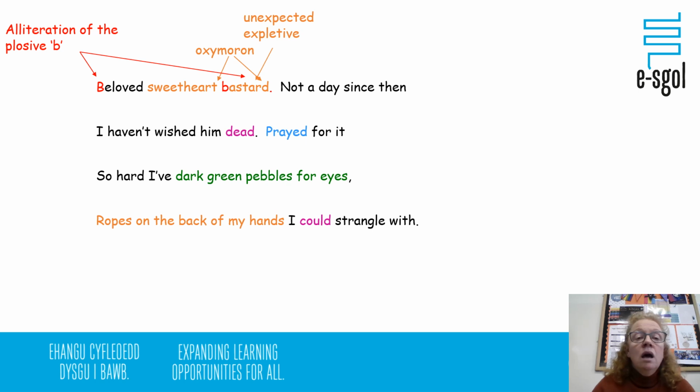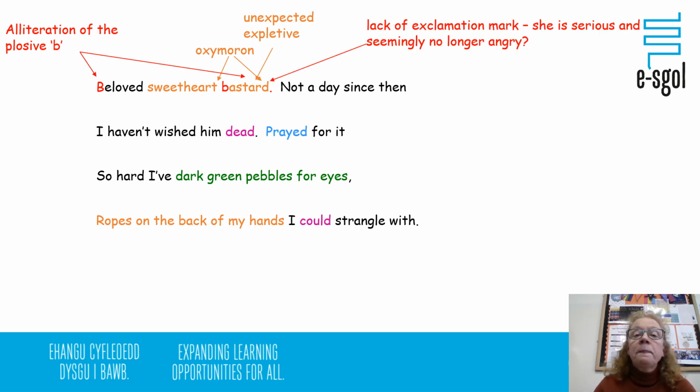It's also an oxymoron. You've got the sweetheart bastard, which is obviously unexpected. And the expletive itself, the swear word itself, is unexpected because you've got this sense of a beloved sweetheart bastard. And then that is end-stopped, so it's emphasised to draw attention to it. There's no exclamation mark though, so although there is attention drawn to it, it kind of suggests that she's serious and maybe she's not angry anymore.